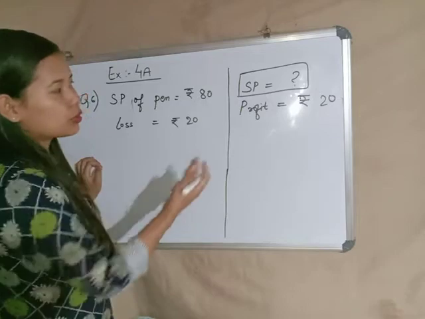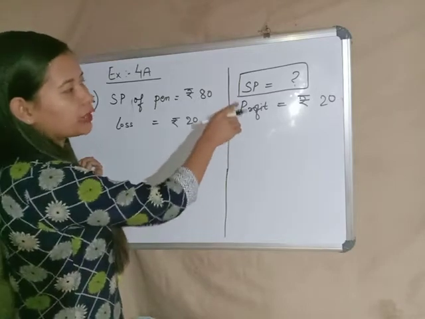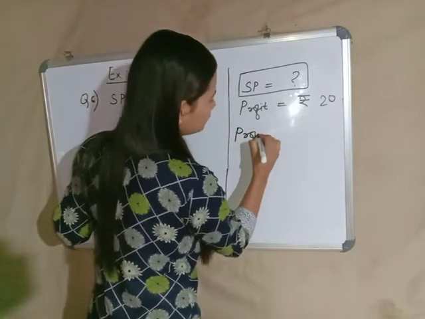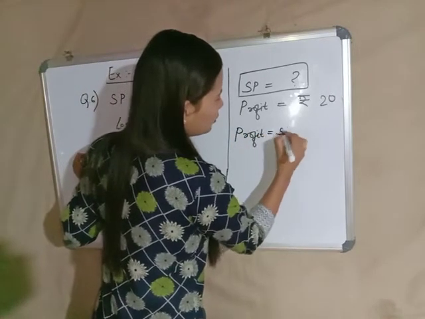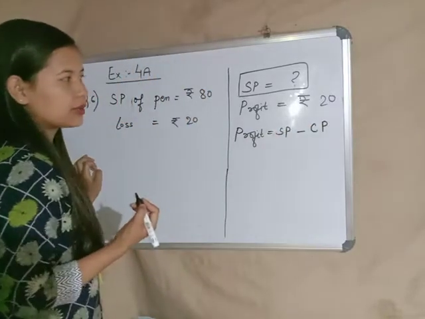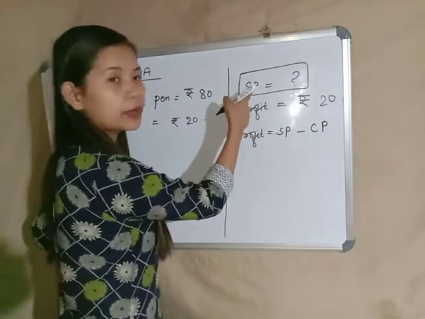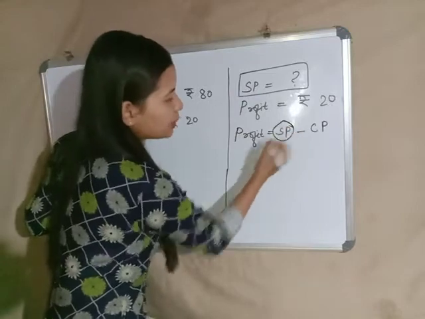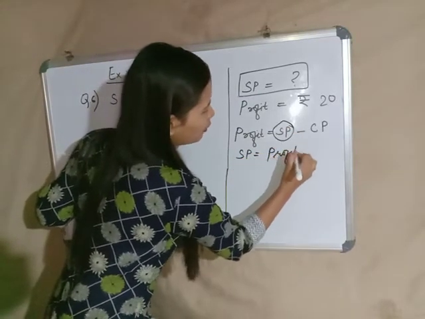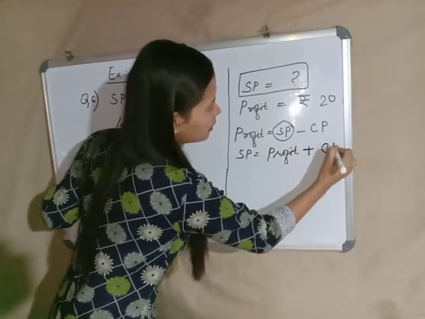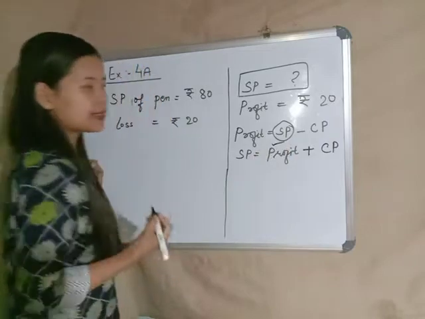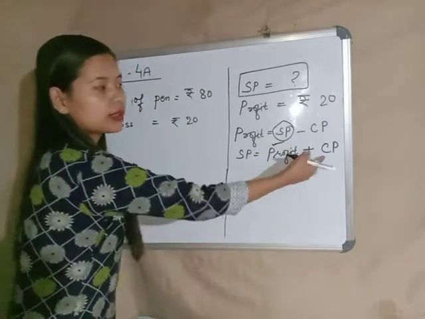Okay, so we should look for the formula that relates profit, SP and CP. So the formula is profit equal to selling price minus cost price, right? So we are asked to find selling price. So let's isolate SP. So SP will be equal to profit plus CP.